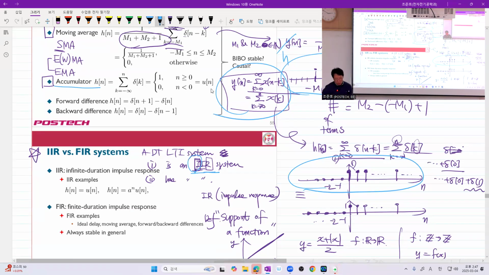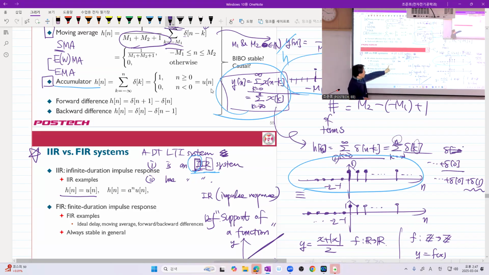Got it? So let's test your knowledge. Suppose a DT LTI system has an impulse response which is the unit step. Now, what is the support of this function? Quickly draw the impulse response. This system is an IIR system. This system has an infinite impulse response. Got it? What about this one?